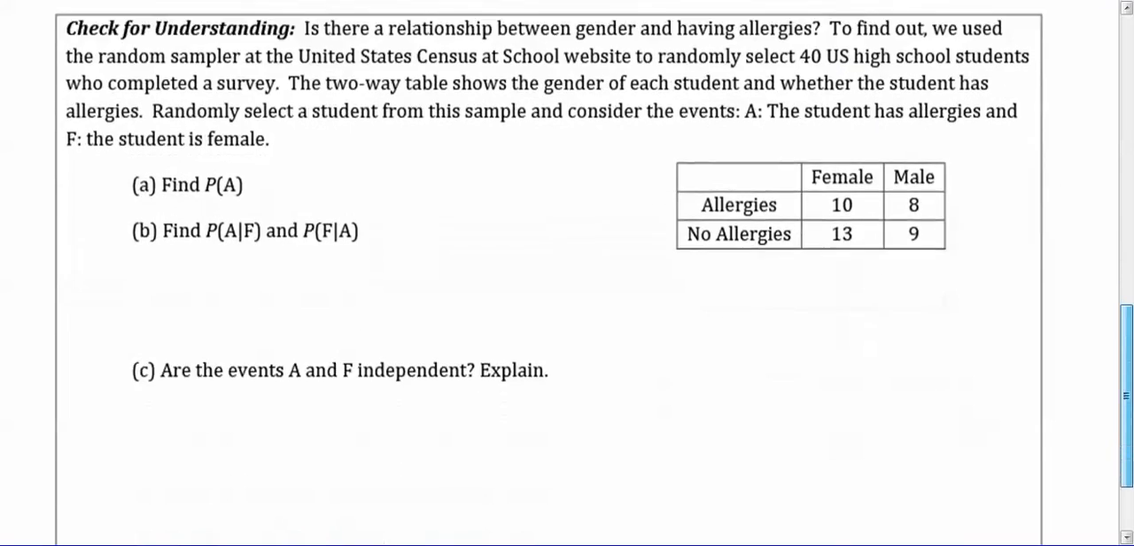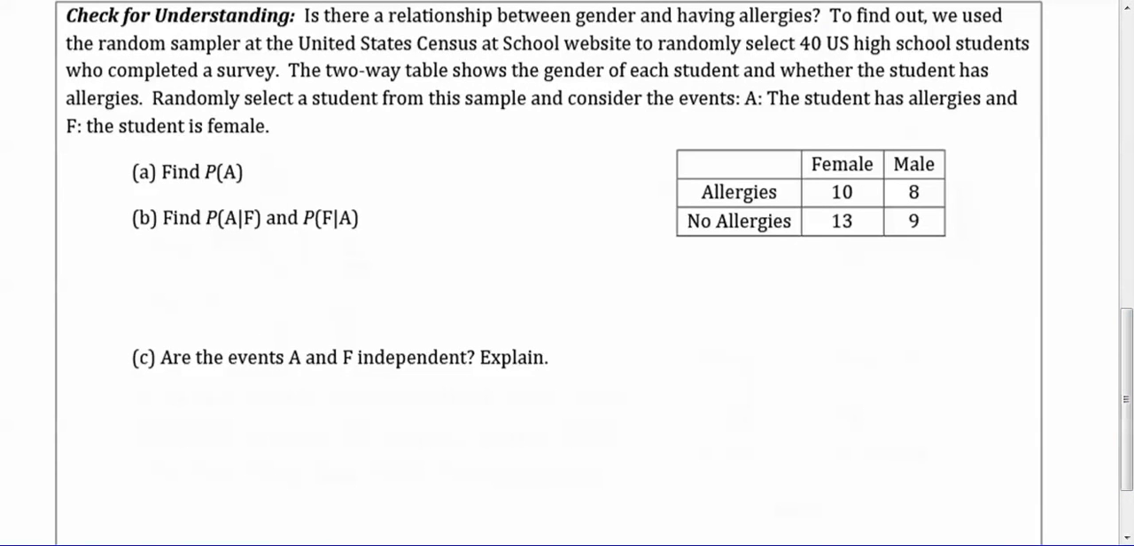I have a quick check for understanding problem here, so now's a really good time to pause the video. Go ahead and do this example completely. It's a little bit of review of independence, and then come back to check your answers in just a second.